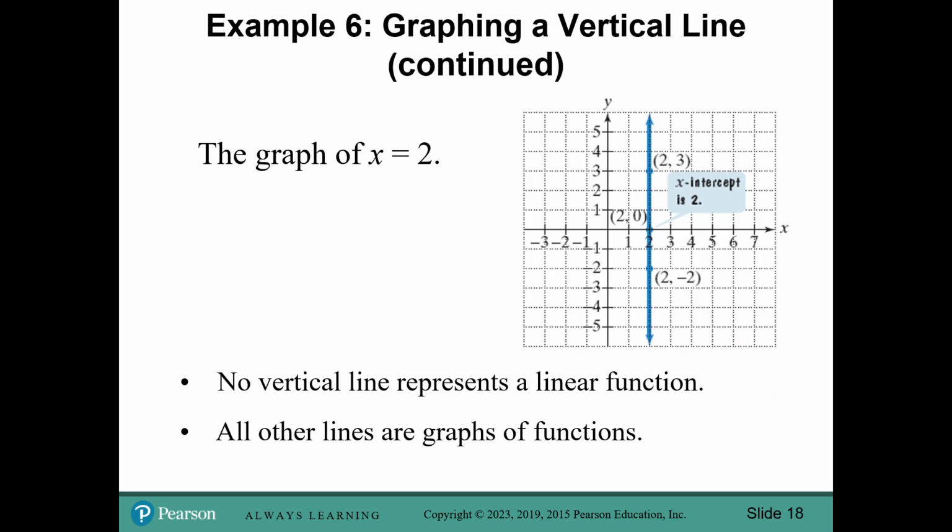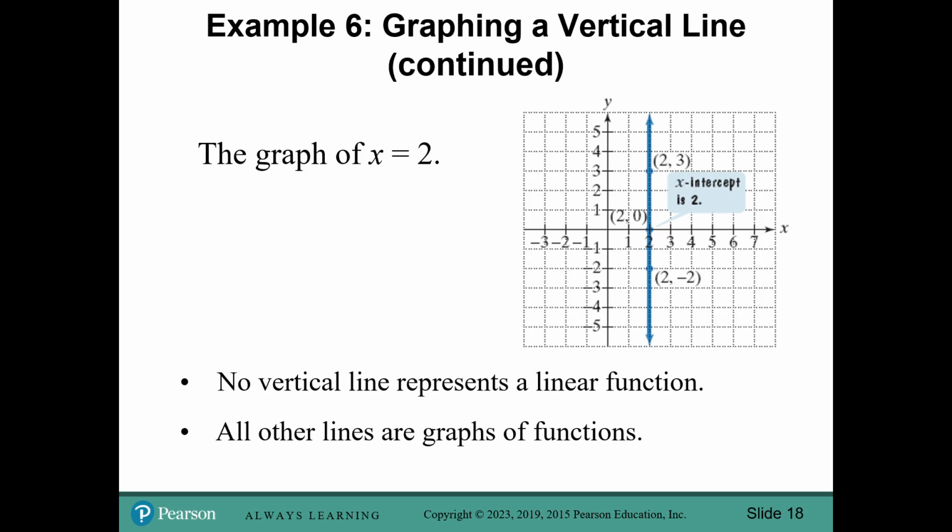So what we can see for the graph of x equals 2 is that when I go to x equals 2, all these values of y are still going to result in an x value of 2. It doesn't matter what the y is, the x is always going to be this value of 2. So we wind up with a vertical line on x equals 2.